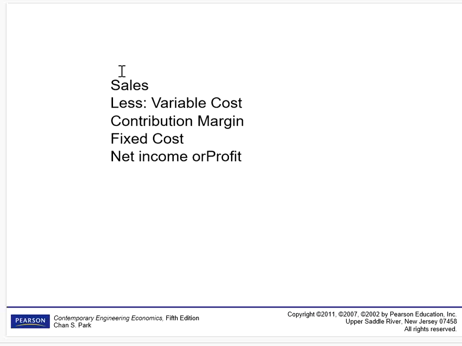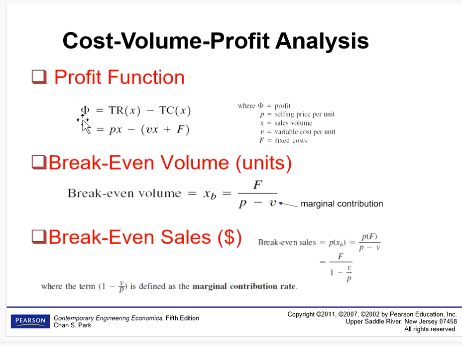So basically this is what we will be looking at in terms of formula. The same thing. What is a profit? I can write it in other words. Profit is sales minus variable cost equal to contribution margin, minus fixed cost is a profit. Or it is the same thing here: profit is sales minus variable cost minus fixed cost. In other words, it's the same thing.